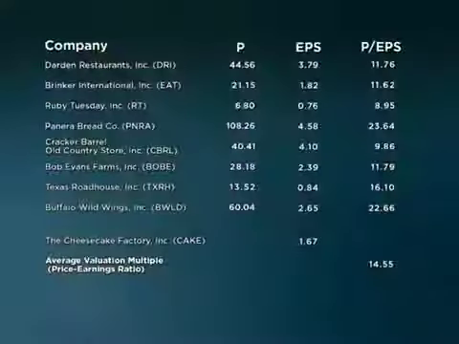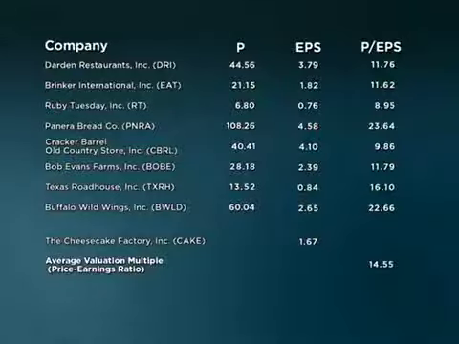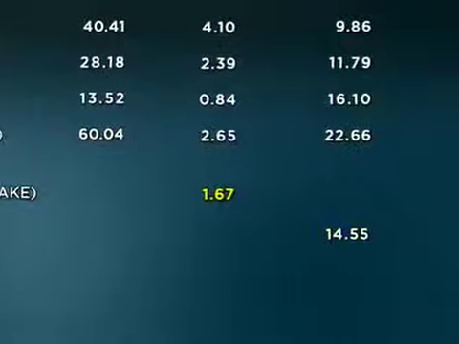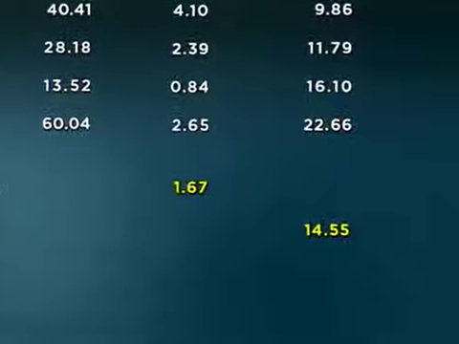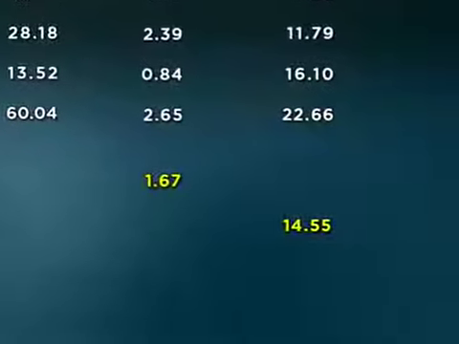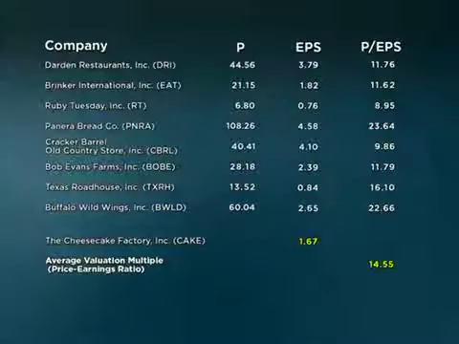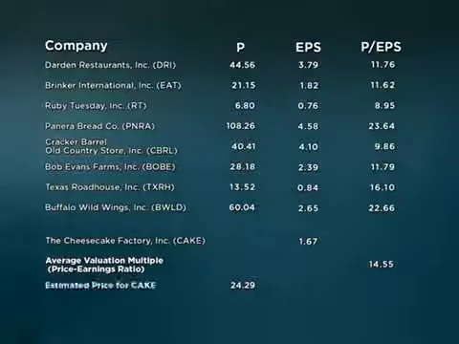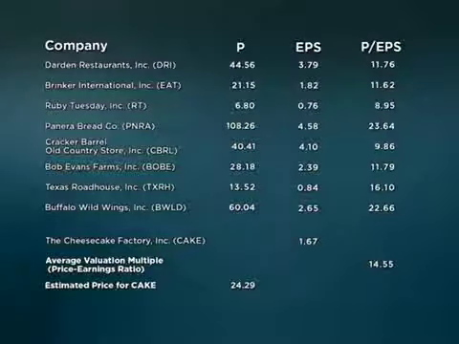Now I'll use this valuation multiple and the actual value of the Cheesecake Factory's earnings per share to estimate the price of the stock. To find a price for the Cheesecake Factory, I take its earnings, which are $1.67 per share, and then multiply by the average earnings multiple for the comparable firms that I selected. That's 14.55. So when I multiply the two numbers together, the answer is $24.29. I put this in the table and labeled it the estimated price of cake, using the stock ticker symbol for the Cheesecake Factory, CAKE.